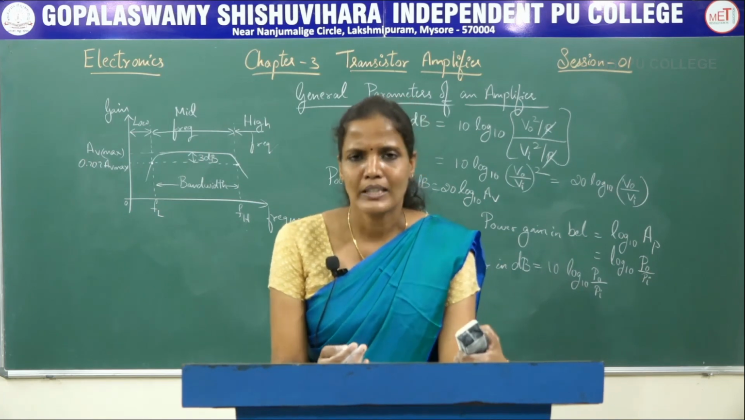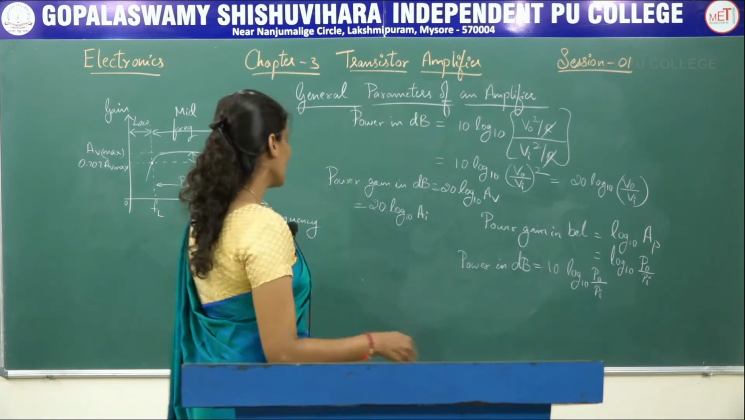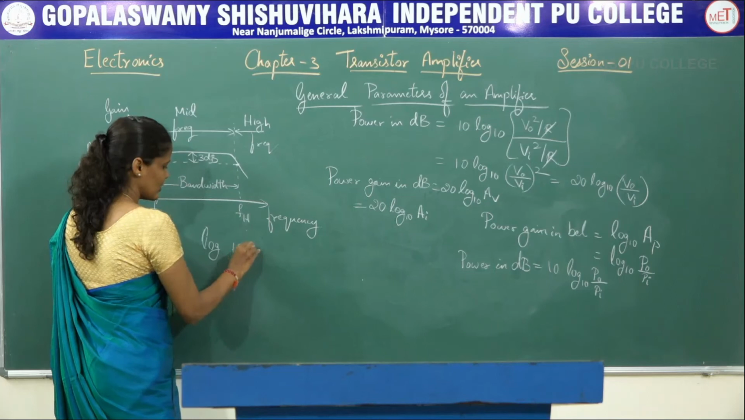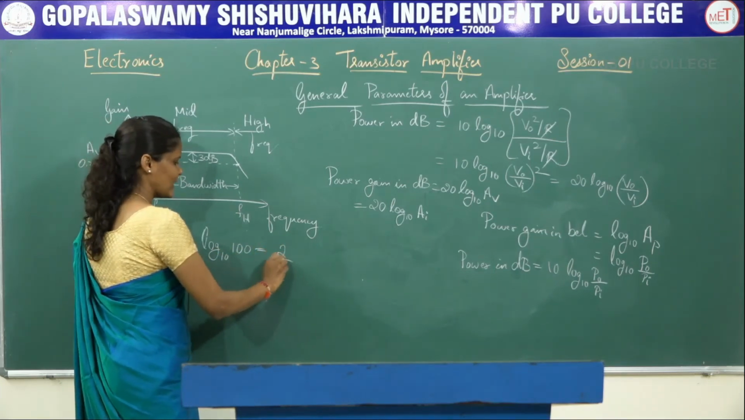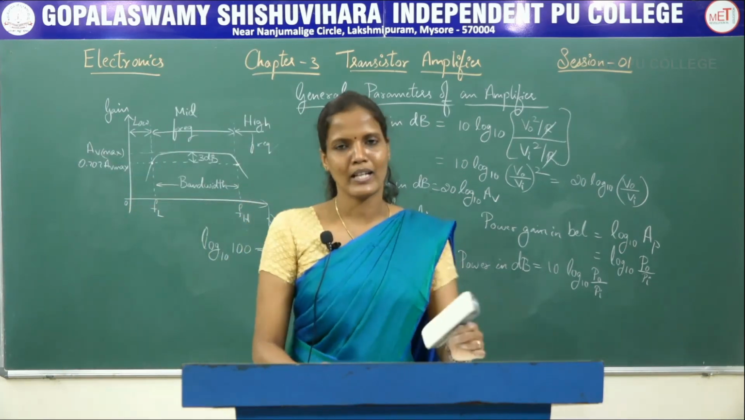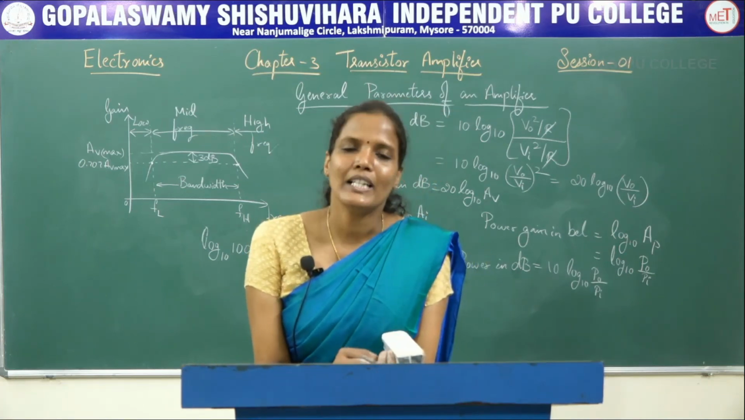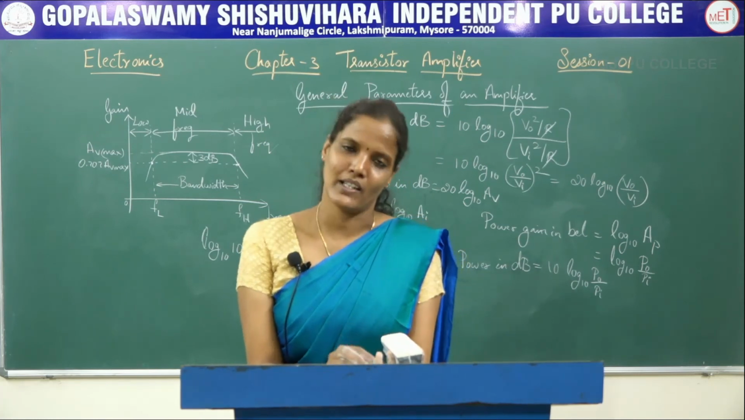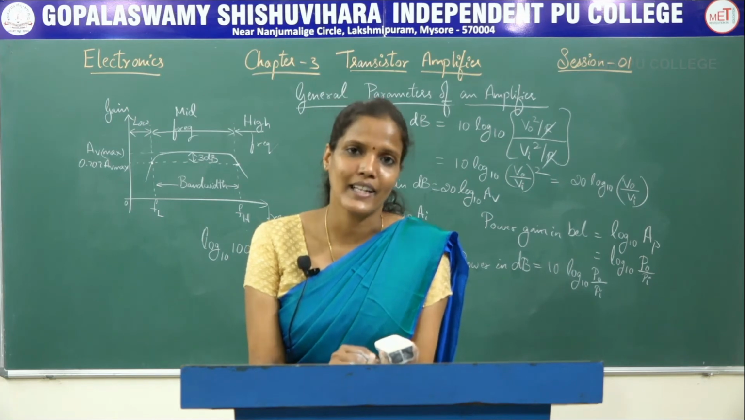sound. If the sound signal which is generated is increased by 100 times, log 100 to the base 10, its value will be equal to 2. That is, even though the gain of an amplifier is increased to 100 times, our ear will have the doubling effect but not the 100 times effect. So, this is all about some of the parameters of a transistor amplifier.